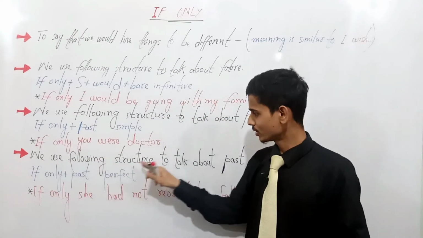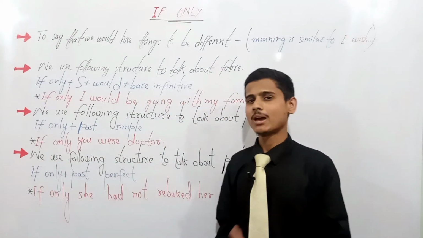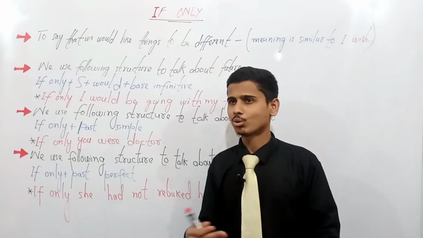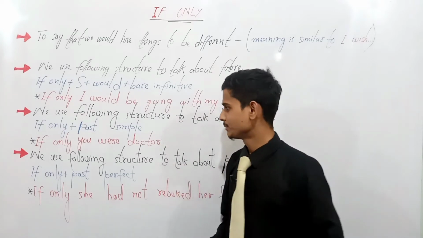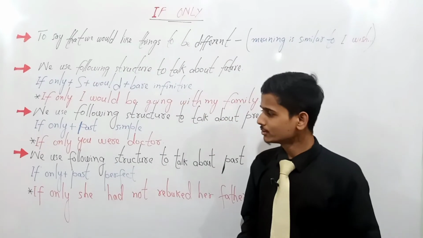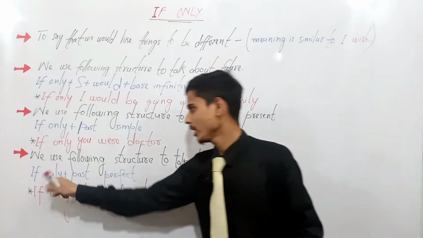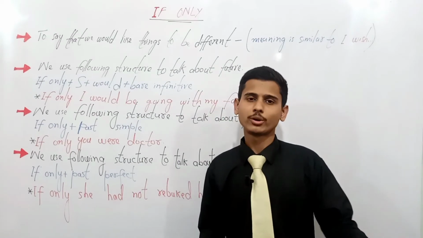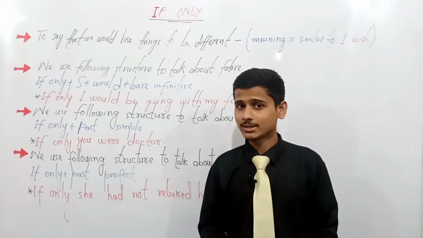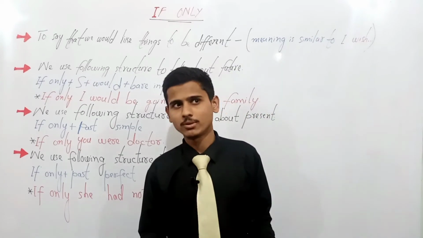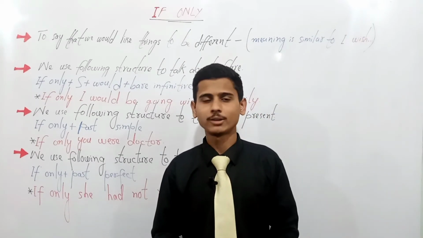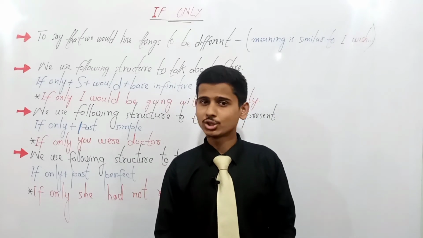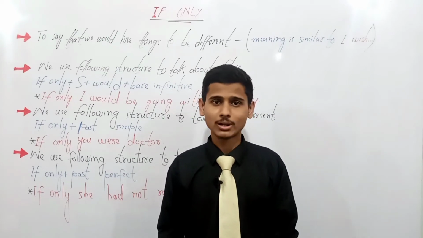We use the following structure to talk about the past. We use past perfect tense to talk about the simple past, as I have mentioned at the beginning or in the middle of this lesson. The structure is: if only plus past perfect tense, right? All the words in the structure are going to be the same as when we were learning past perfect tense.